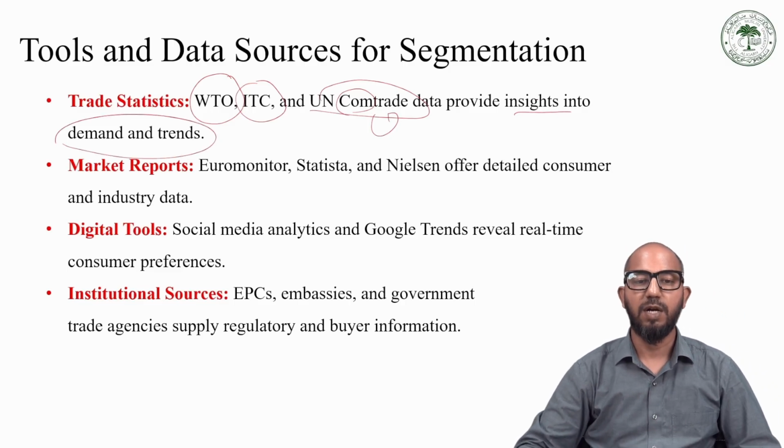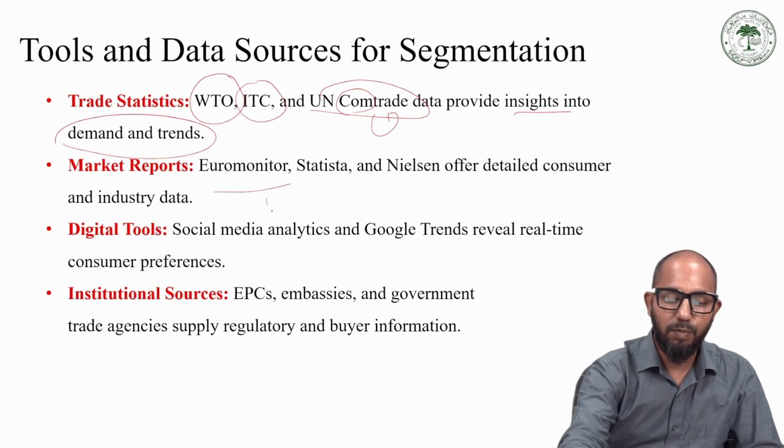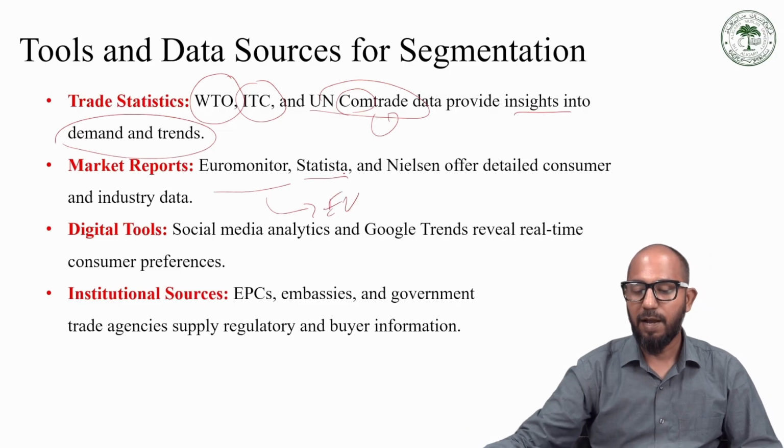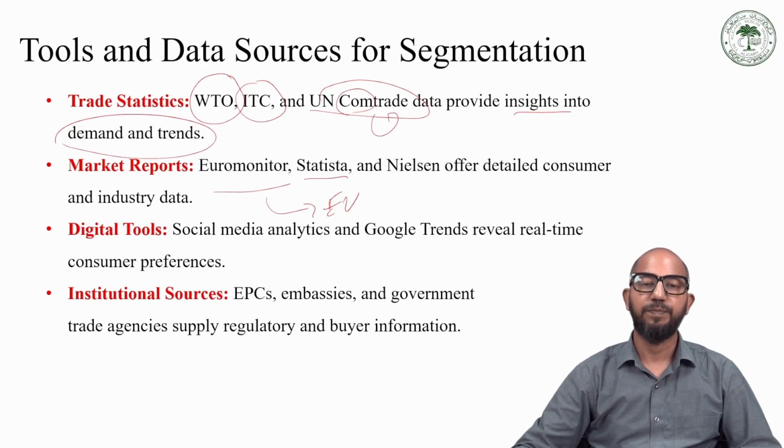The second is market reports. Several organizations are providing different types of market reports, such as Euromonitor for European Union, Statista, and Nielsen. They are offering detailed customer, consumer and industry data. There are several digital tools that are also available, such as social media analytics tools, such as Google Trends, which can reveal real time consumer preferences.